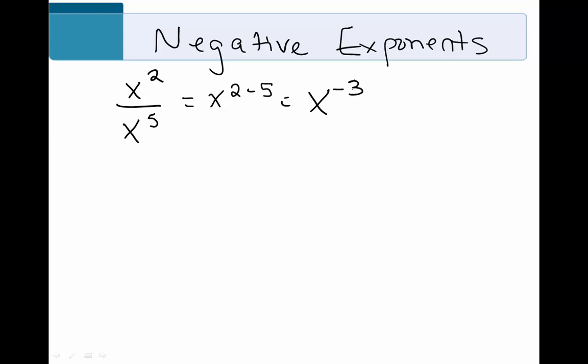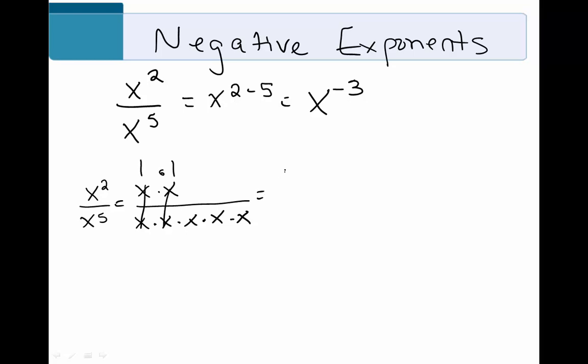Now let's simplify this same expression by expanding our expressions. We have x squared over x to the fifth. So on our numerator we have x times x. And on our denominator we have x times x multiplied by x multiplied by x multiplied by x. We know that x divided by x is 1. 1 times 1 is 1. And on the bottom we have x times x times x, which is x to the third.